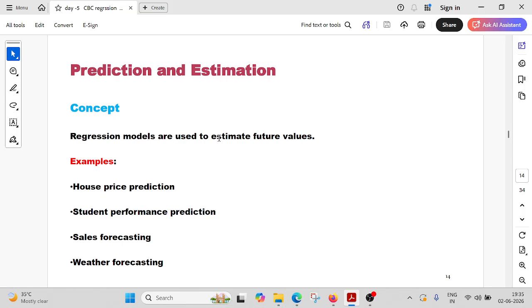Regression models are used to estimate future values, right? Examples: house price prediction, students' performance prediction, sales forecasting, weather forecasting. All these predictions we are going to make using estimation with regression models. Okay.